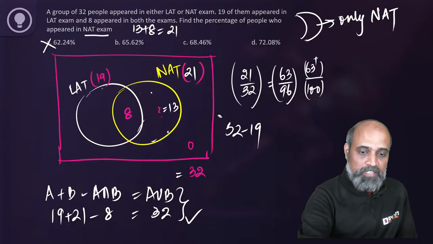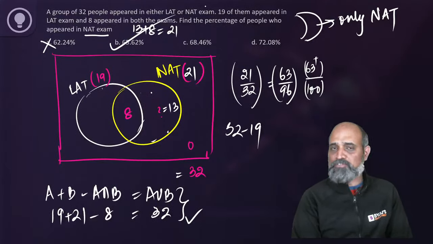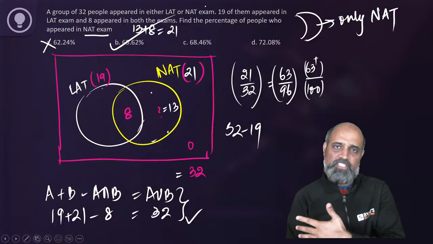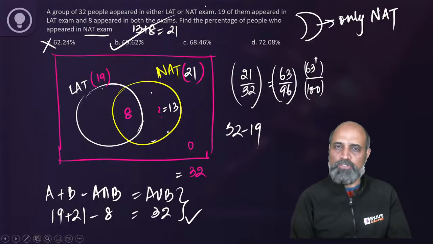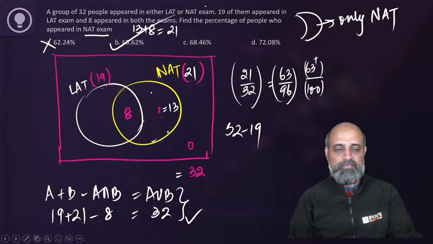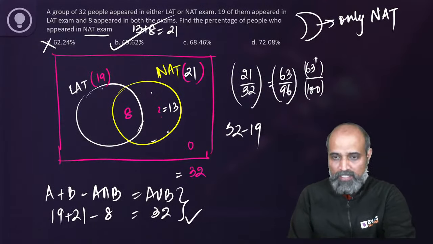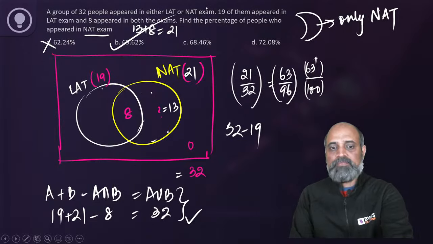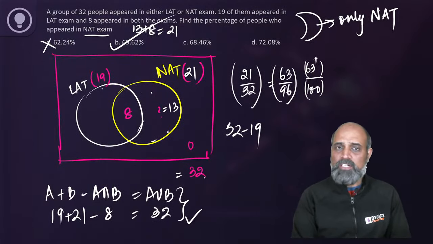हाँ, so the answer is going to be 65.62, right? It will never touch 68. It's going to be very close to 66%. I hope this is clear. हाँ, टोटल 32 है.